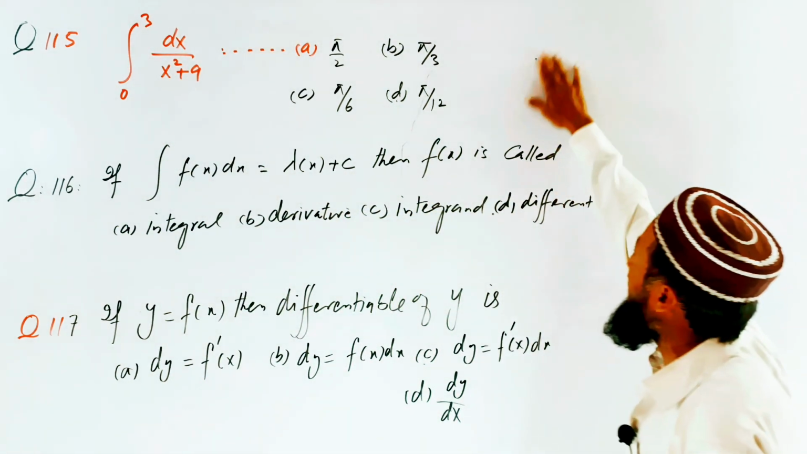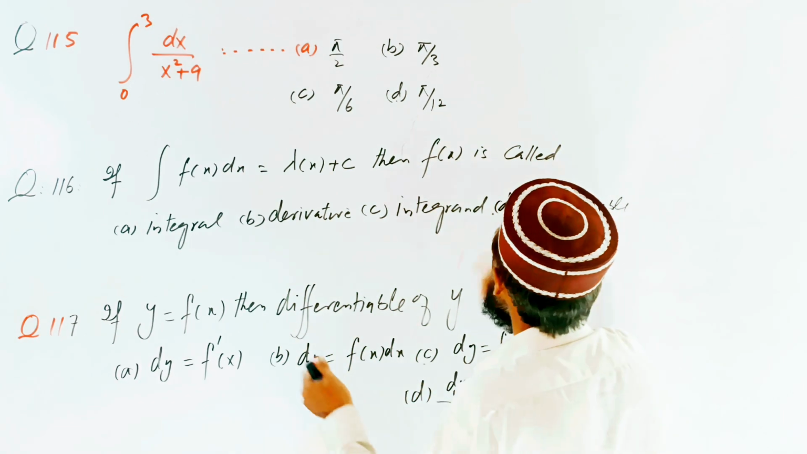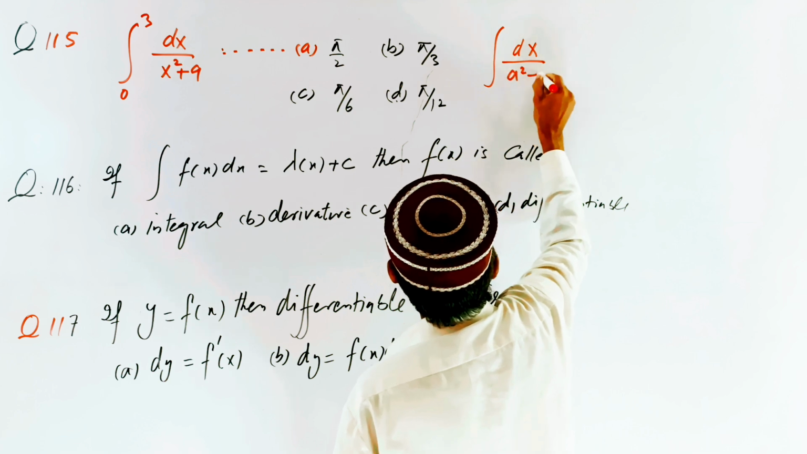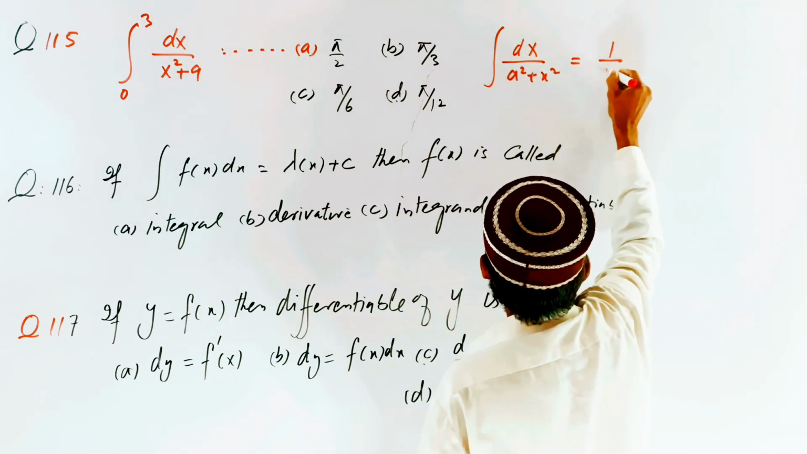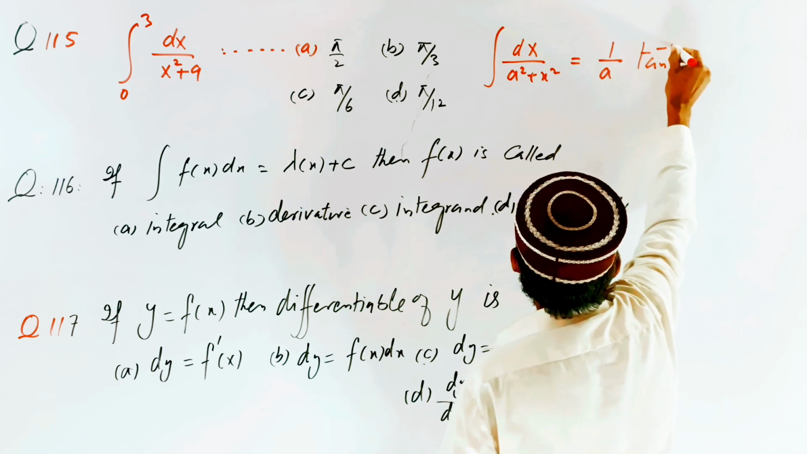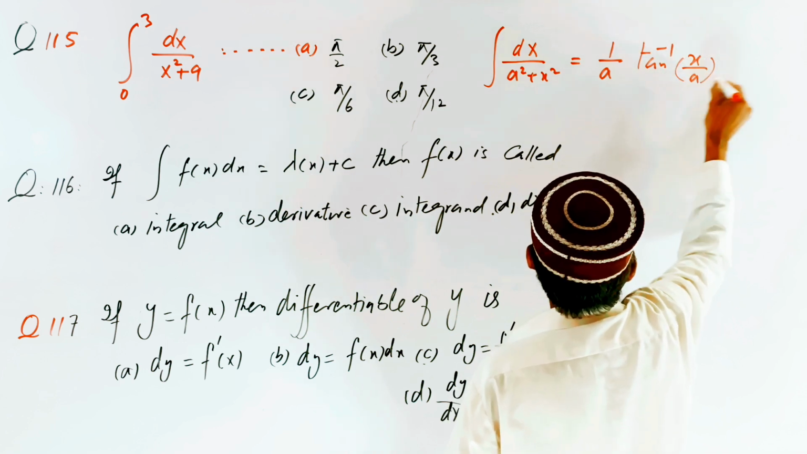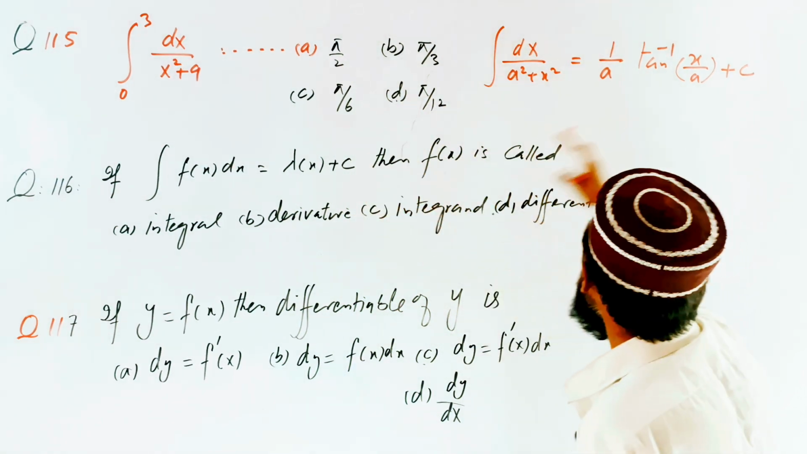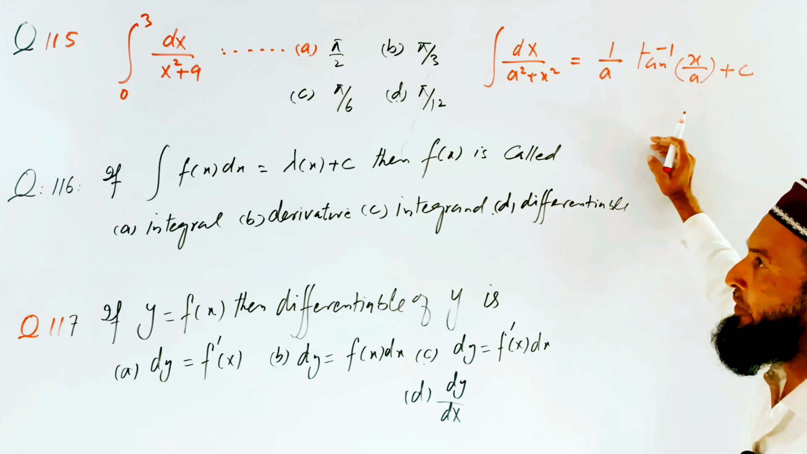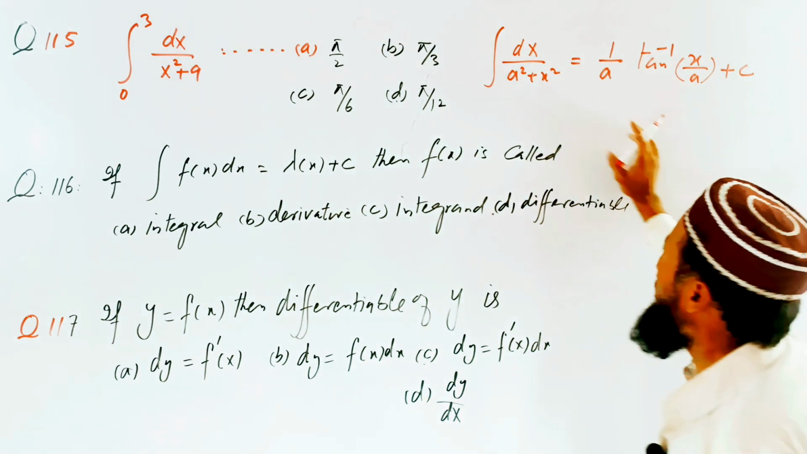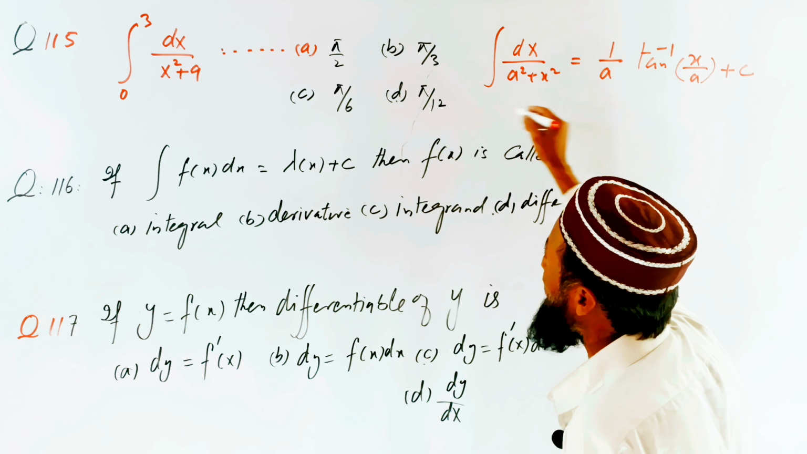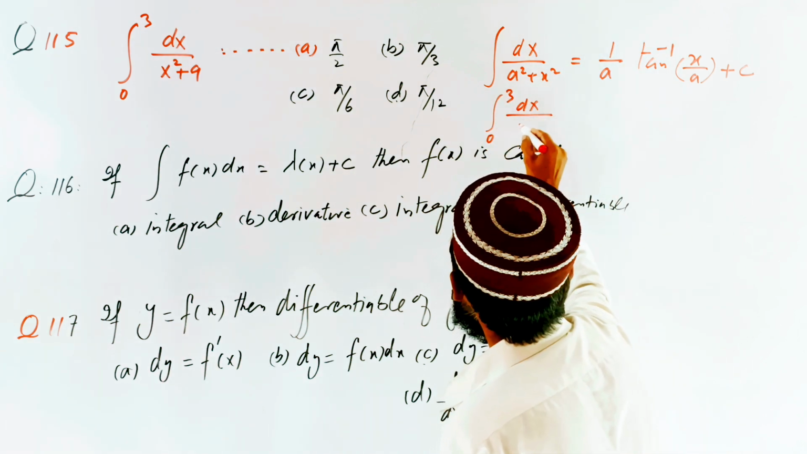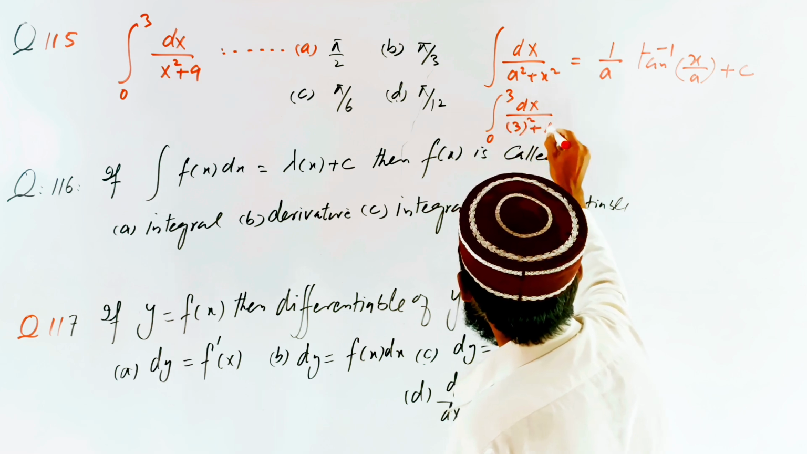As we know, according to the formula, the integral of dx divided by a square plus x square is 1 over a tangent inverse x by a, plus c. This is the general formula. If we are applying limits, c is ignored. Now, first of all we write the given question, 0 to 3 dx, and we write 3 square plus x square.